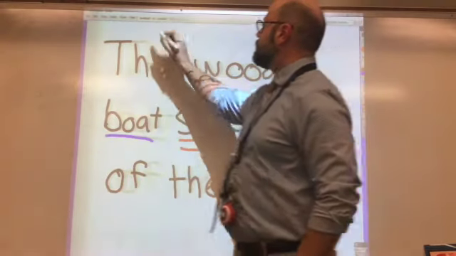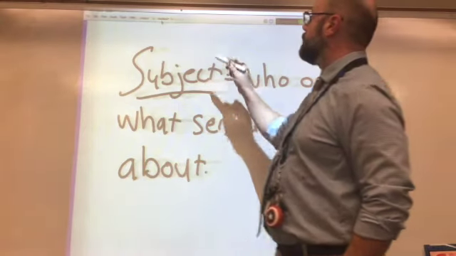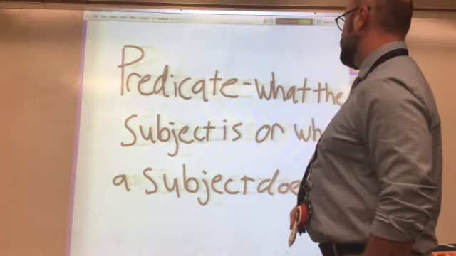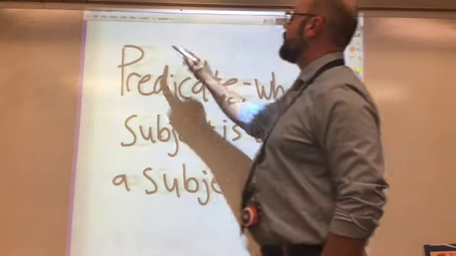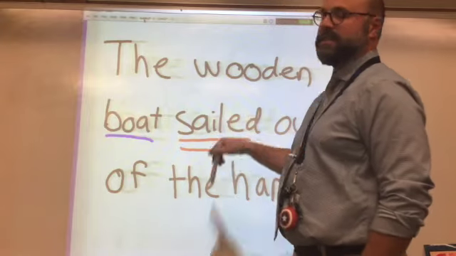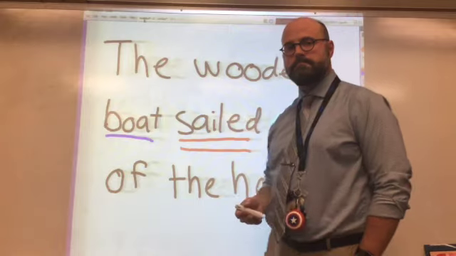We found our subject, which is who or what the sentence is about. It's about that boat, right? And we found our predicate, which was what the subject is or what a subject does. It's not sailed, but it did. It sailed, the verb, it went sailing, right?